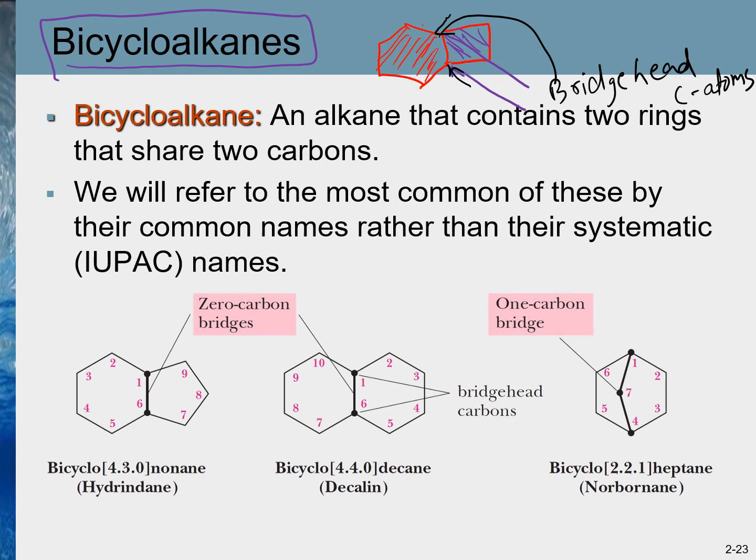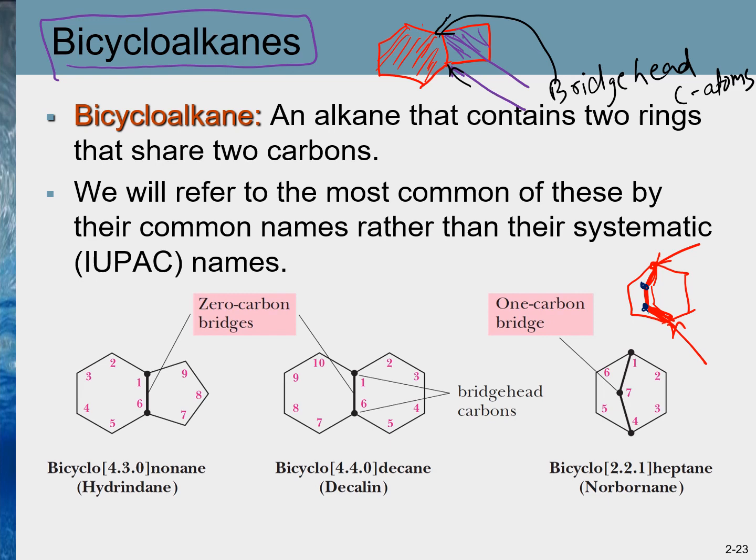In this case, we have only one bridge carbon, but in some other examples, we may have more than one bridge carbon compounds. For example, in this case, these two are bridge carbons, and now we have two bridging carbons here.